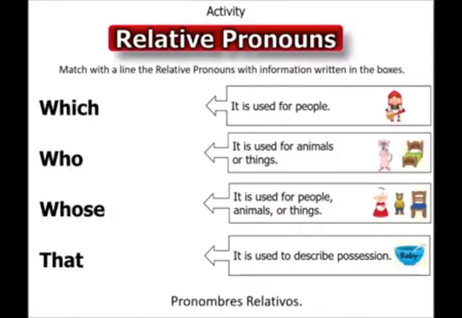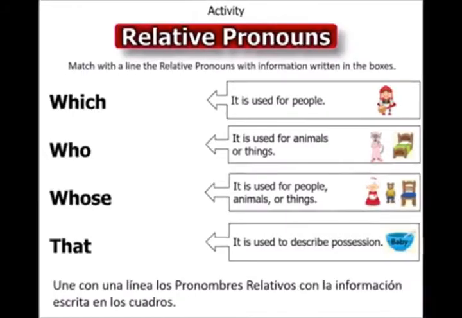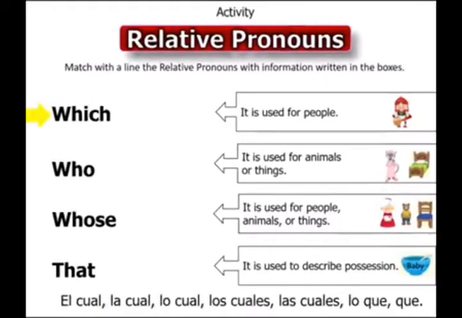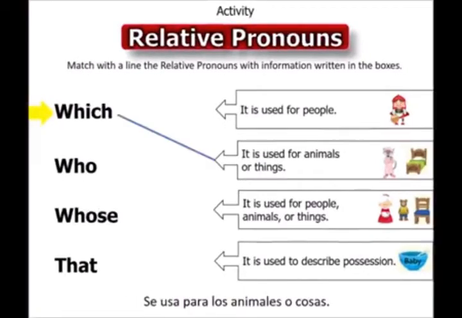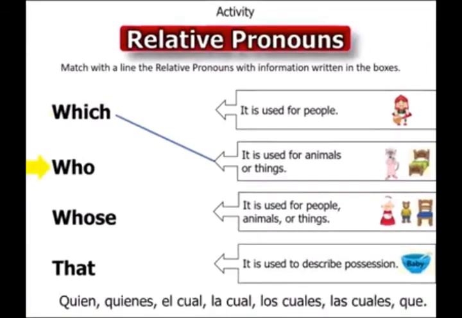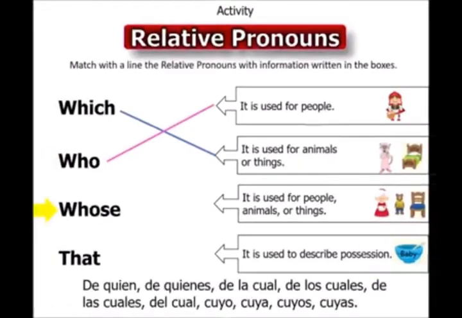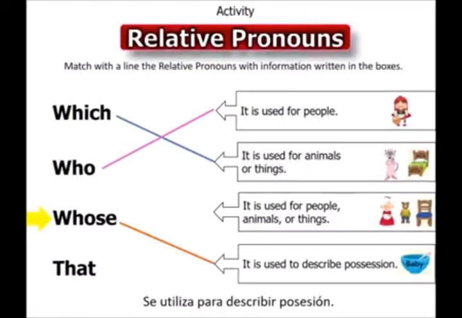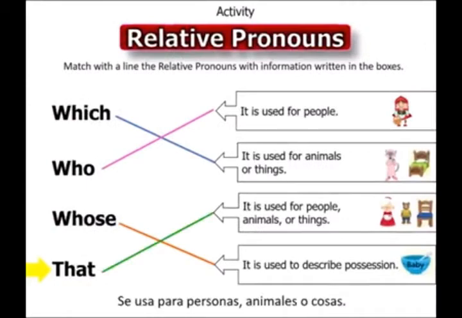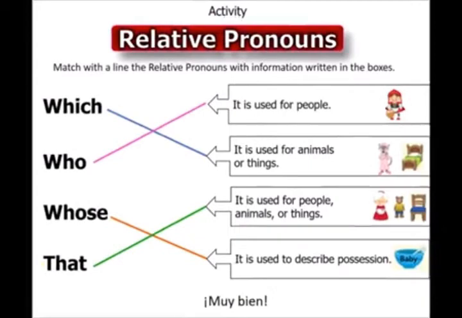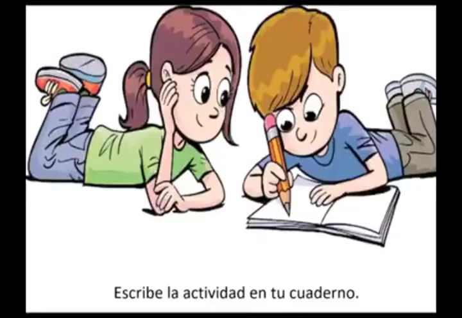Activity. Relative pronouns. Match with a line the relative pronouns with information written in the boxes. Which. It is used for animals or things. Who. It is used for people. Whose. It is used to describe possession. That. It is used for people, animals, or things. Very good! Write the activity in your notebook.